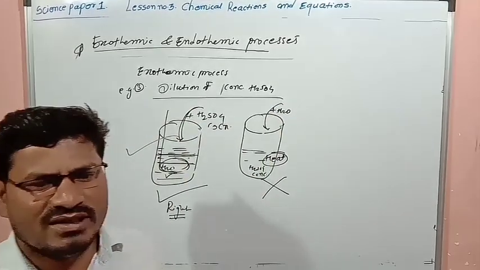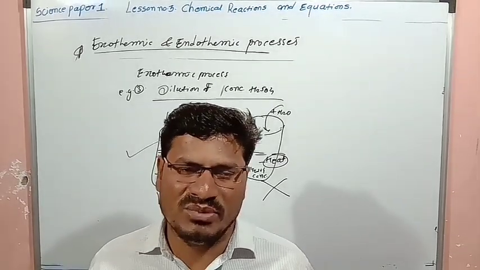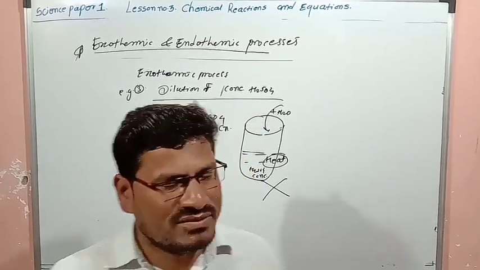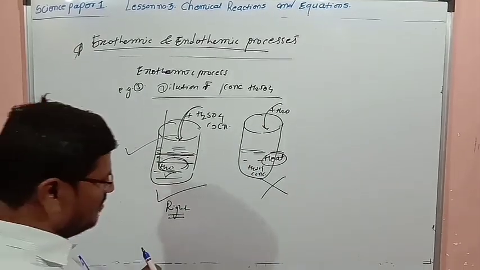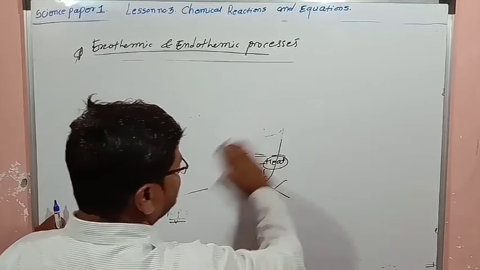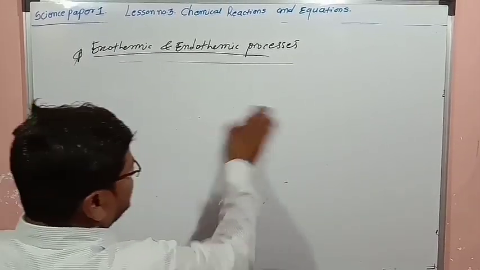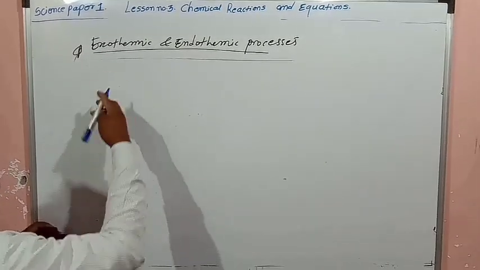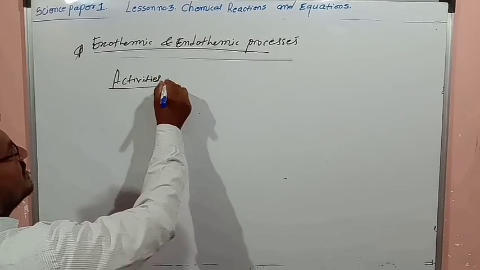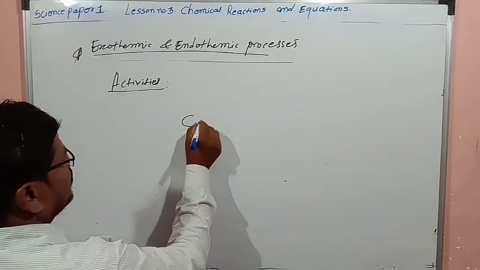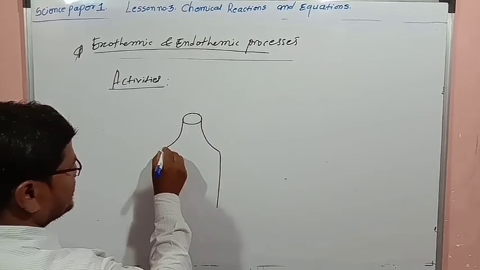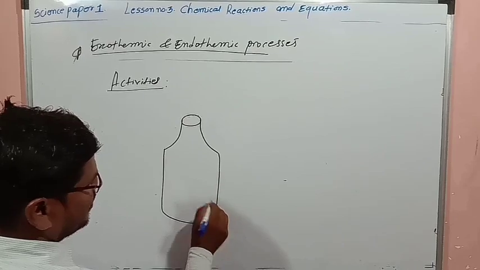Okay, so we have studied 3 examples of exothermic processes. After this, 2 activities are given in the textbook, so we will take up the activities as well. In that, you have to take 2 bottles of equal measure.